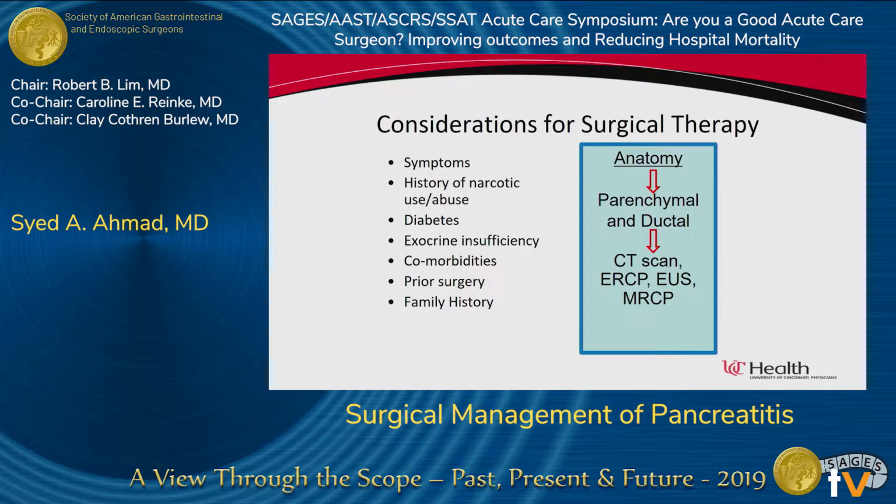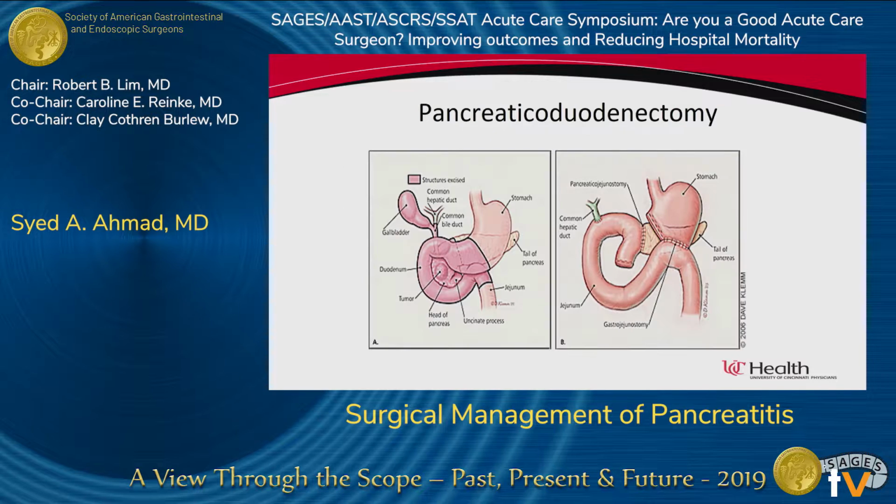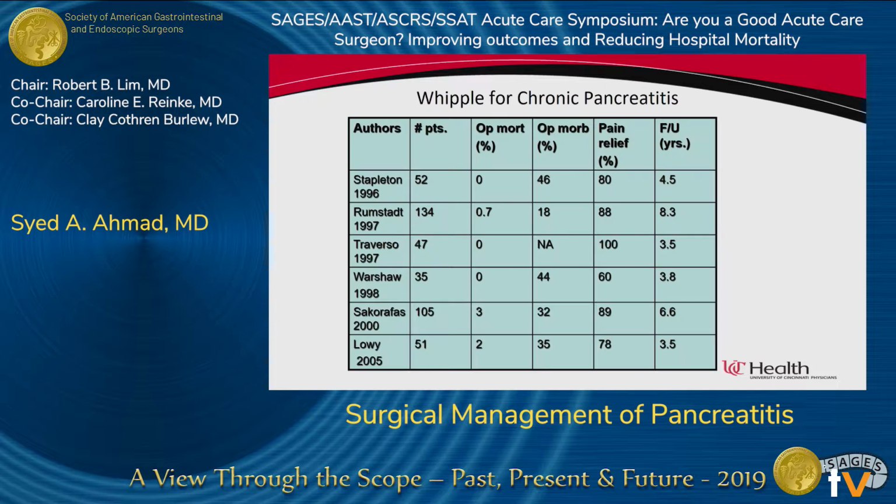And not all of them are required, but a combination of them that define the parenchymal anatomy and define the ductal anatomy. So here's a patient with head-predominant chronic pancreatitis, as can be seen on the CT on the right. Now, in North America, the most common operation for this patient would be a Whipple operation, pancreaticoduodenectomy, where the head of the gland is removed along with the entire duodenum. Now, this operation has been looked at in multiple series in terms of its effectiveness in relieving abdominal pain, and you can see that it relieves abdominal pain in about 80 to 90% of patients with long durability.